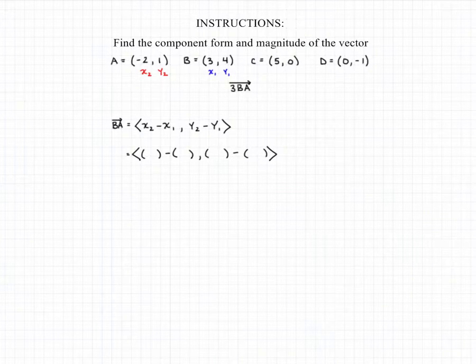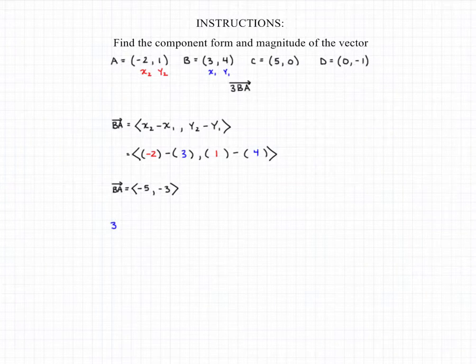So our x2, the point that we're going to here, is going to be -2. We're going to subtract +3, and then the y coordinate is going to be 1 minus 4. And so we have our component form for vector BA, which will be -5, -3.